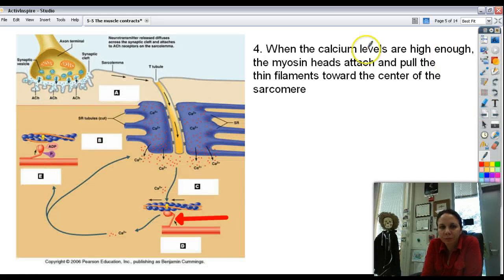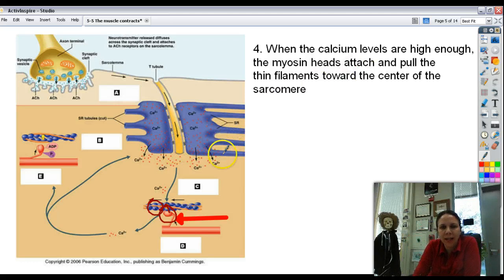Step 4. When the calcium levels are high enough, the myosin heads will attach to and pull the thin filaments toward the center of the sarcomere. So when there's enough calcium, when enough of these guys are out of the way, the myosin is going to grab onto the actin, and they're going to do a little action like this. So they grab on and let go, and grab on, like this. And they just keep on doing that. So it's kind of like they're walking the actin down. And then when they let go, it goes back to normal.